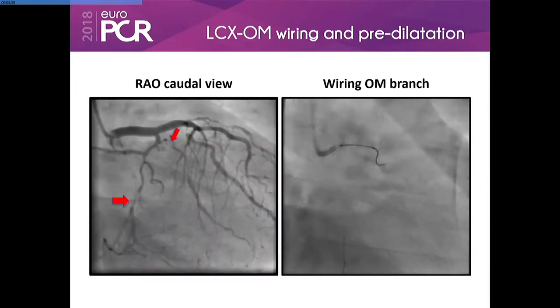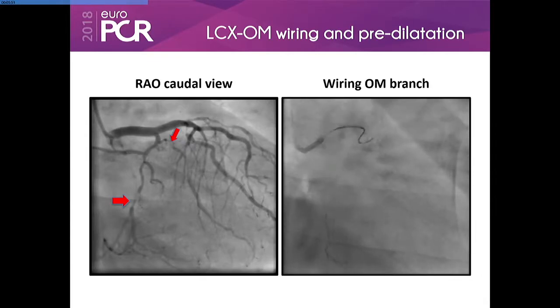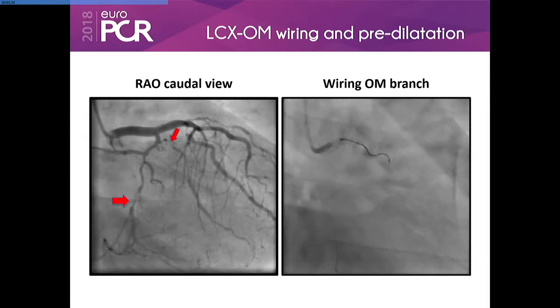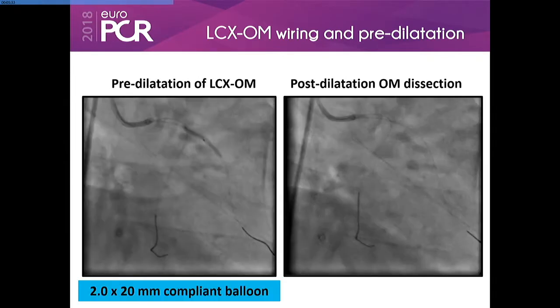Now back to the difficult situation here on the left system. It was quite clear that the origin of the first OM branch had a difficult takeoff. It would definitely be difficult to wire. So finally, we were able to cross the lesion using a polymer-jacketed wire, Pilot 50, with the aid of a small compliant balloon. After crossing the lesion, we performed pre-dilation using a small compliant balloon, 2 × 20, in both the LCX and the first OM branch.